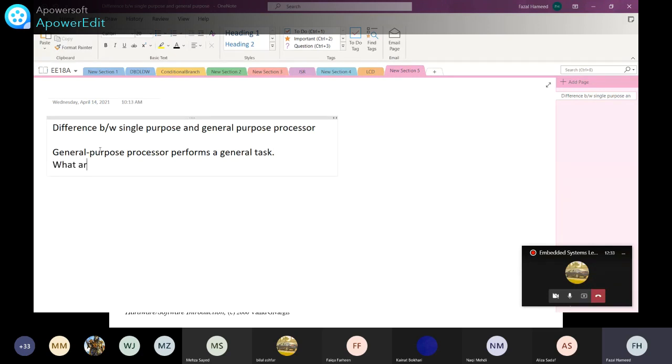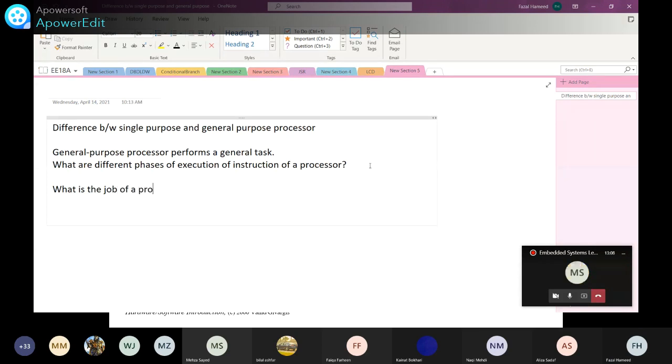What are the different phases of execution of a processor? What are the different phases of execution of an instruction? I have taught this in the previous lecture. What are the different phases of execution? Actually, what is the job of a processor?